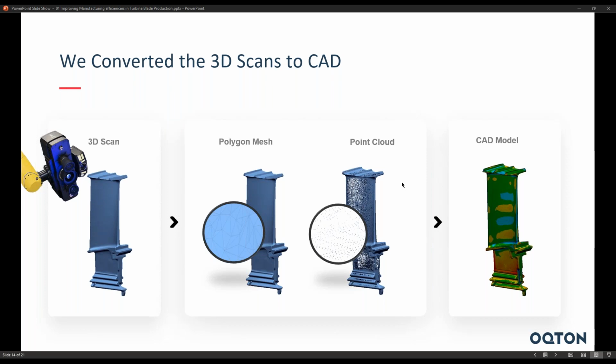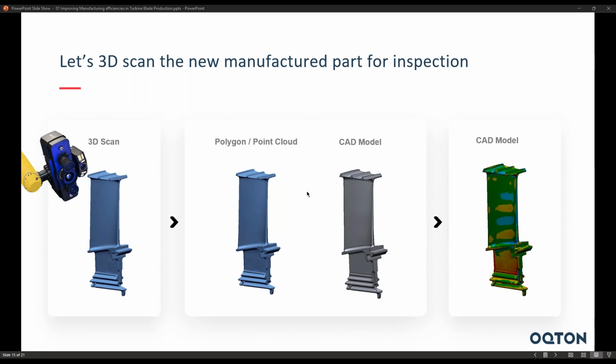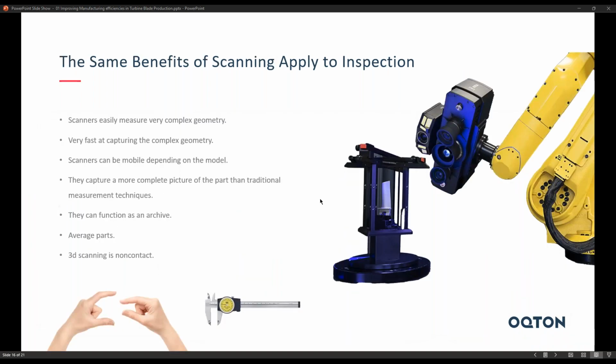You can also take that same 3D scanner, 3D scan the part. You have the 3D scan, you have the CAD model because you modeled it, and then you can compare them together and create a measurement report on those as well. So you can leverage that same 3D scanner to not only reverse engineer, but also inspect off of that same data. So the same benefits of the 3D scanning, they can capture very complex geometry, it's mobile, all those same things, function as an archive, apply to the inspection world as well, non-contact.